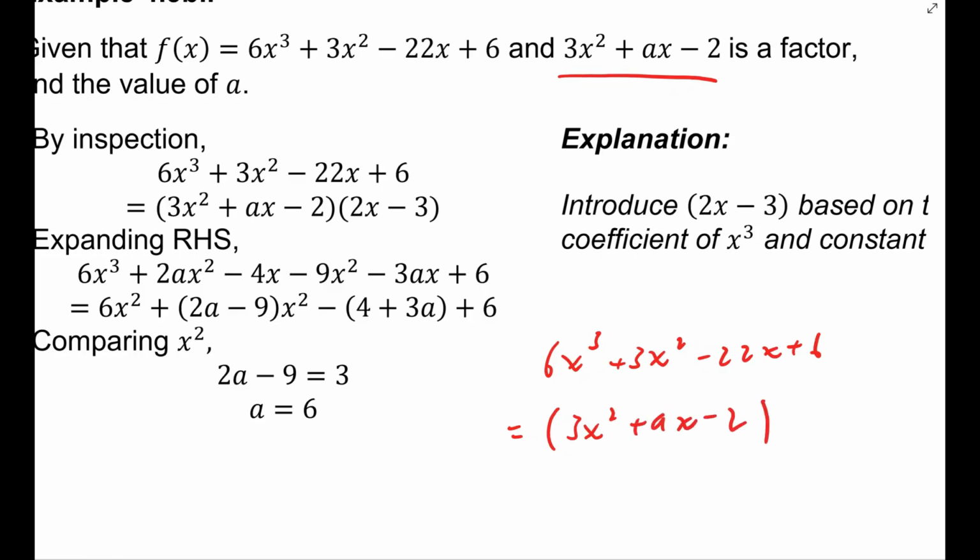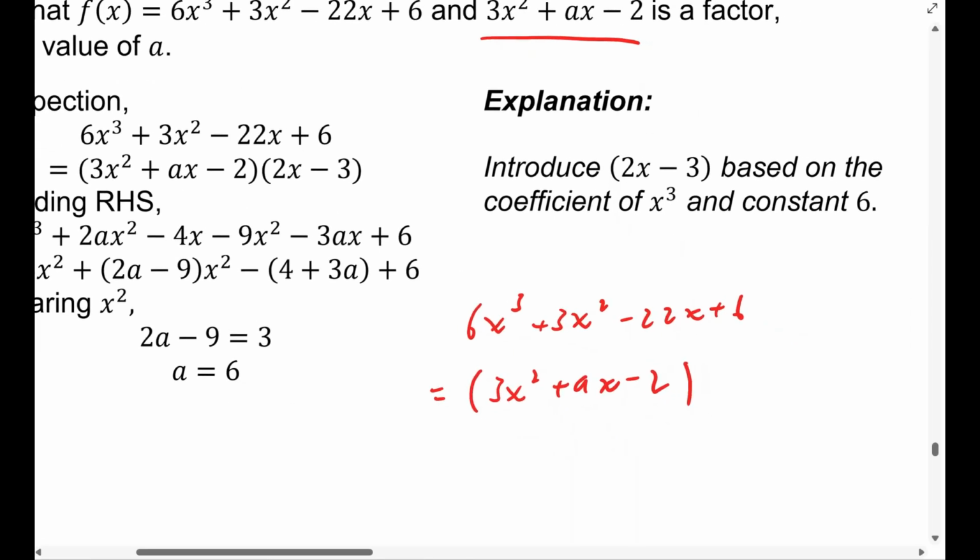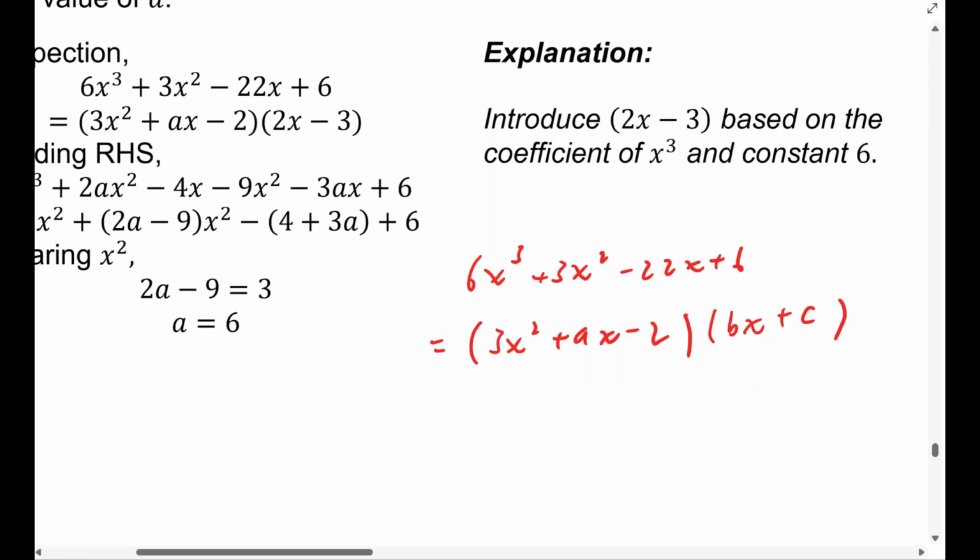And now since we have this already as our quadratic factor, what's left is our linear factor. So we can leave the unknown coefficients as b and c. Now to get b and c, we can compare the coefficient of the highest power x term, x cubed, and the lowest power x term, which is our constant, 6.